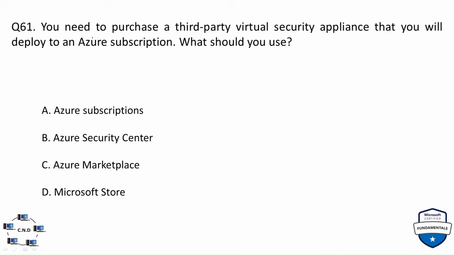So the question is that you need to purchase a third-party virtual security appliance that you will deploy to an Azure subscription. What should you use? And the options are A, Azure subscriptions, B, Azure Security Center, C, Azure Marketplace, and D, Microsoft Store. And the correct option is the Azure Marketplace.